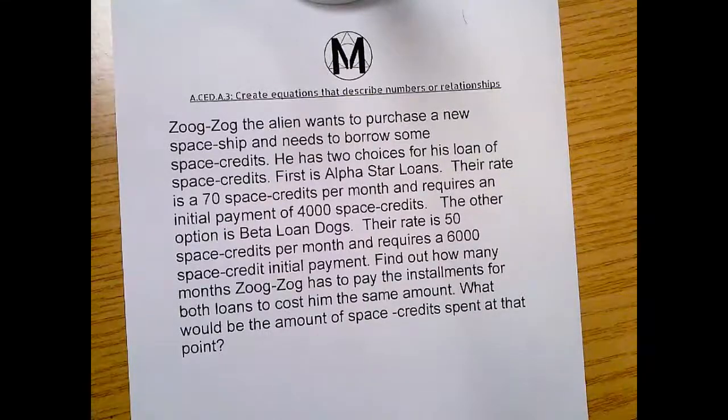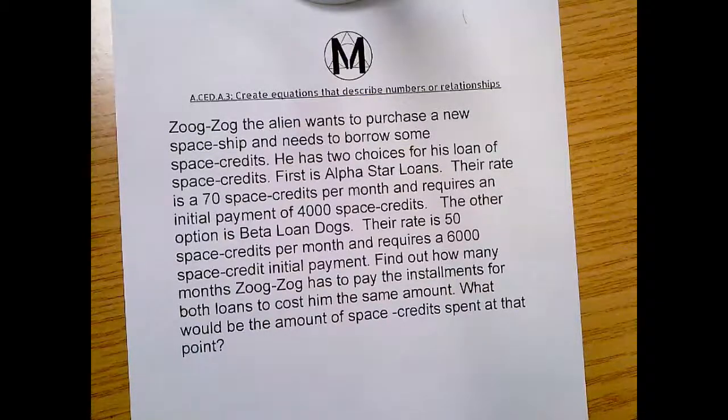All right, let's do some Mathity-Math. All right, look at this. A big old story. It's a space story. It says, Zugzag, the alien, wants to purchase a new spaceship. He needs to borrow some space credits. He has two choices for his loan of space credits.